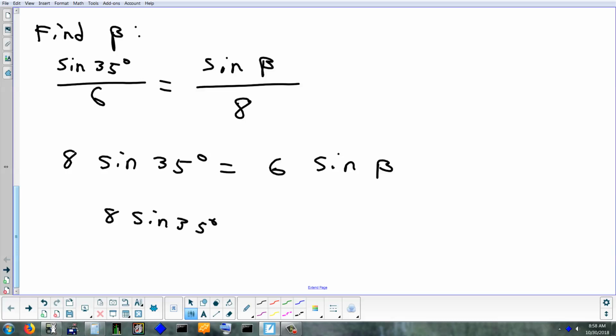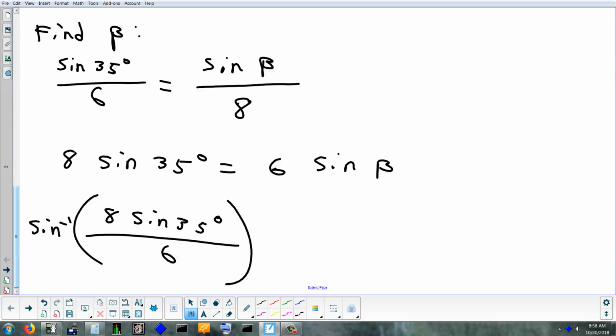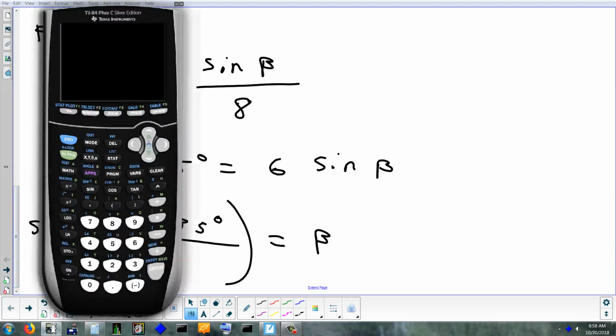So I'm gonna take what's on the left, I'm gonna divide it by 6, and I'm gonna take the inverse sine. Okay, and now beta is by itself. So one of two things is gonna happen when I type that in. I'm either gonna get a number, or I'm gonna get an error. Okay. So let's see what happens.